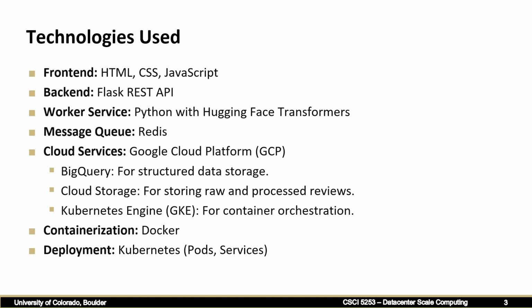Cloud services used are Google Cloud Platform, GCP for cloud infrastructure, BigQuery for structured data storage, cloud storage for raw and processing data backup, GKE, which is Google Kubernetes Engine to run all the services in scalable containers. Each component runs in its own Kubernetes pod for isolation, scalability, and efficient resource management.